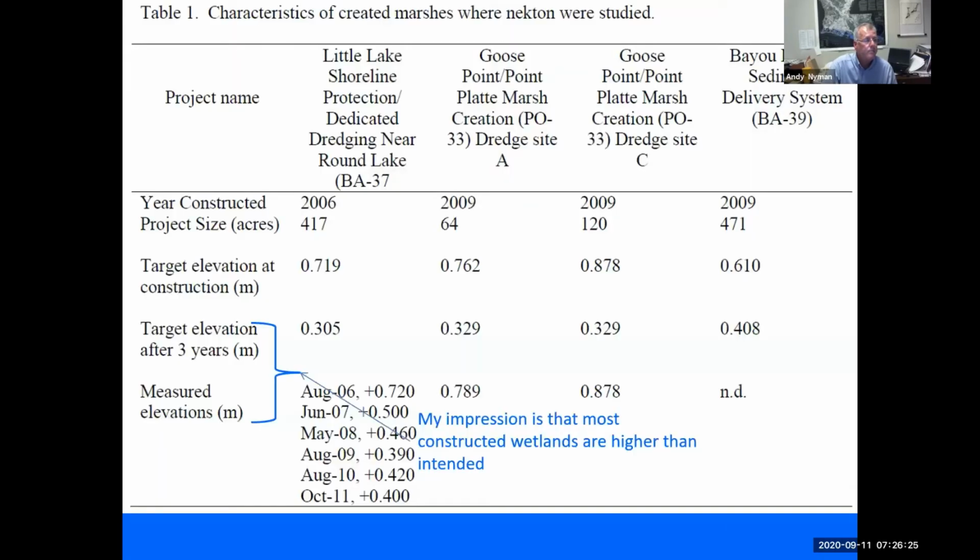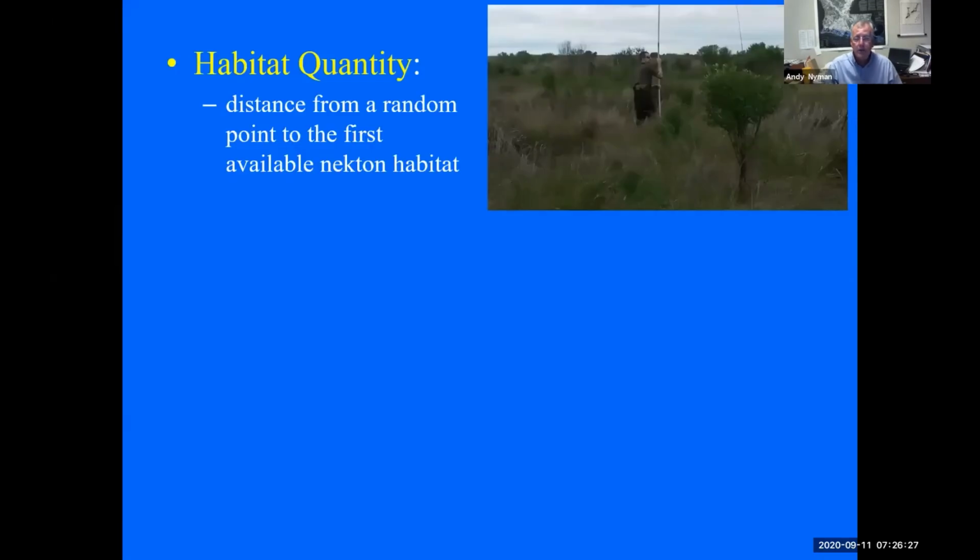All right, so 2 things we're going to measure in these created marshes and the natural marshes and the open water. Habitat quantity. How much fish habitat is out there? And so what we came up with is a really dumb way of doing it, but it's kind of robust, and I think it's actually superior to doing LIDAR, which is a really fancy, high-powered way to measure an elevation.